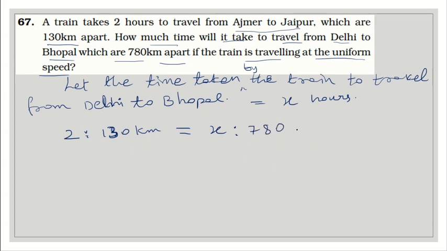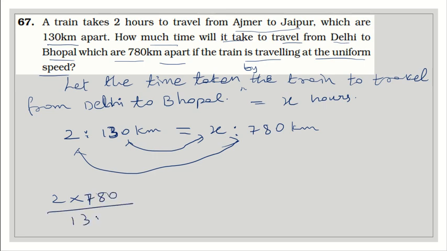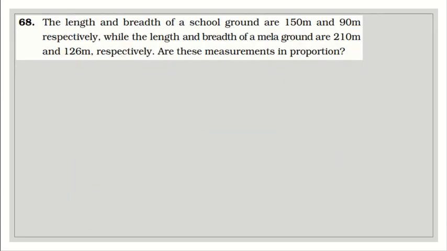So the moment you got this proportion, product of means is equal to product of extremes, you know that. So 2 into 780 upon 130 gives you the X value. You know 0 0 cancels, 17 6, so it implies X equals 6 2's are 12 hours. It takes 12 hours. Now moving on to question number 68.